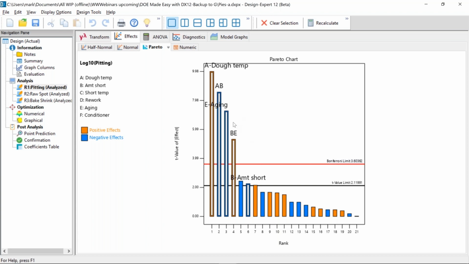So anything above the red line is definitely significant, below the black line is not, and then there's this in-between area, and B falls into that, but it has to be part of the model because of it being part of the BE interaction.